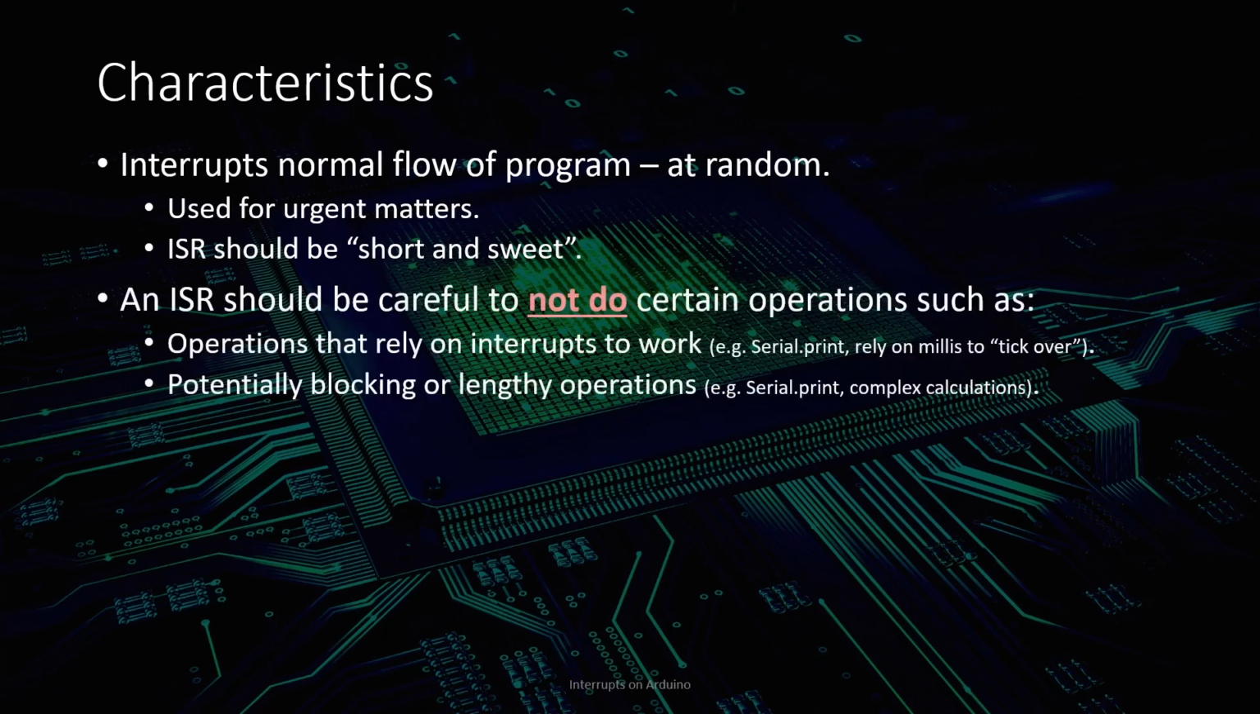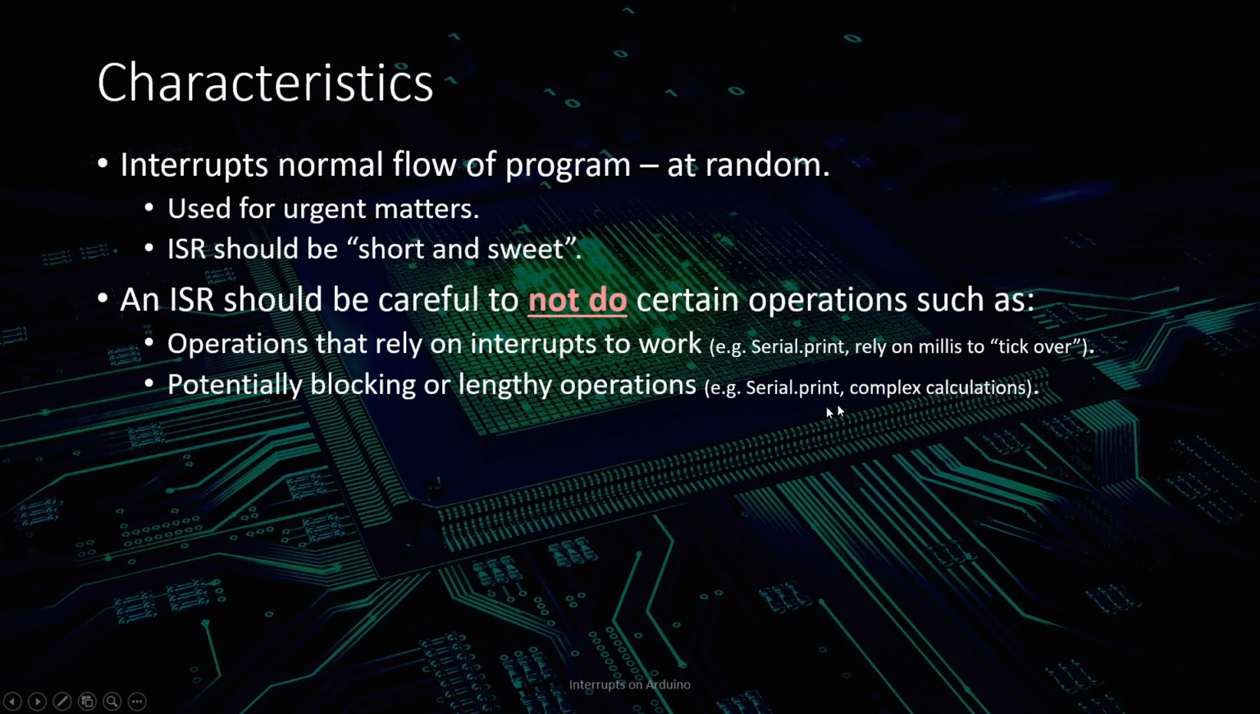You want to make it finish, do what it needs to do and finish as quickly as possible. And to that extent, there's a few things that it should not do normally. So operations that rely on interrupts to work, and we'll look at an example of that and why that's important. Some examples are Serial.print and things that perhaps rely on millis to tick over, because millis relies on interrupts to count time, or potentially locking or lengthy operations.